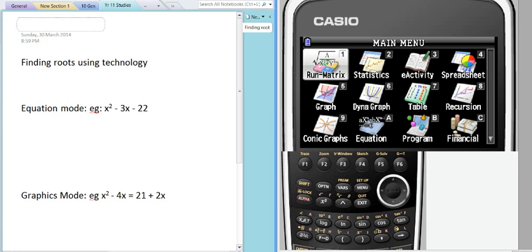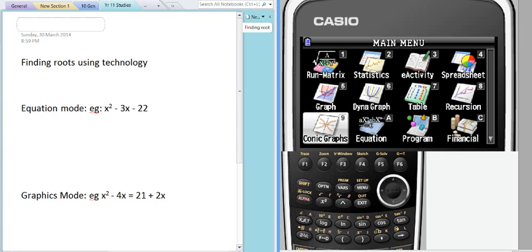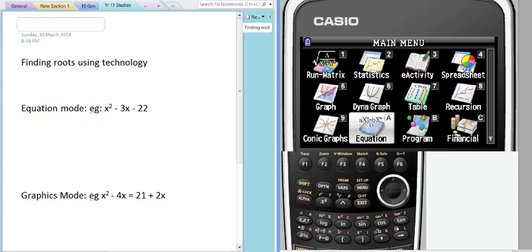There are two modes we can do it in. The first one is equation mode. For me, that's this one here. And for you, I think it's similar. Same square. Yeah?